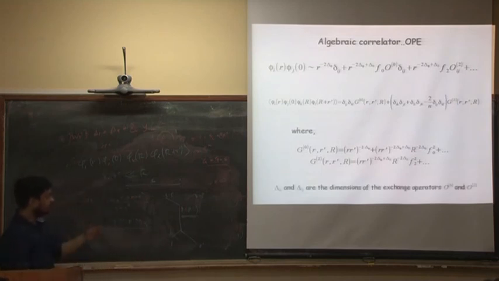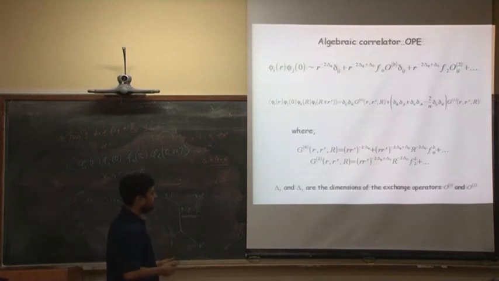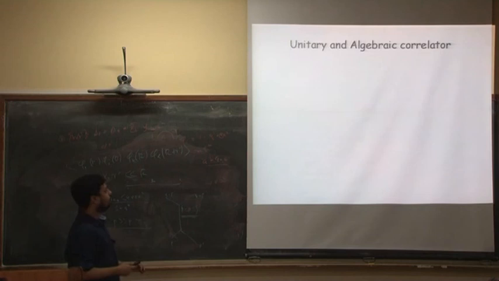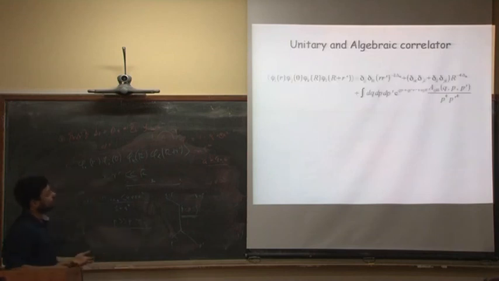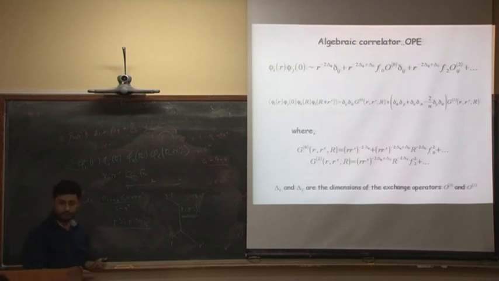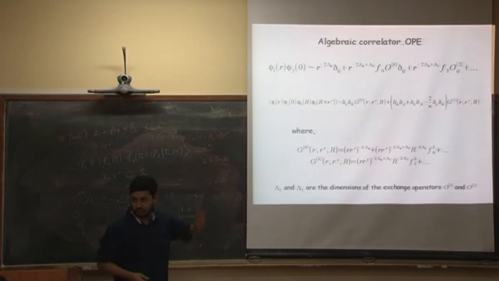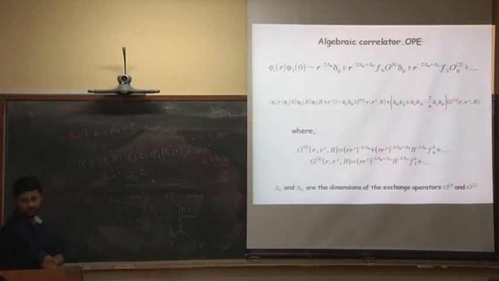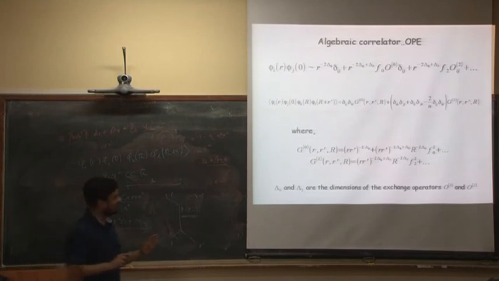Like I said, delta 0 and delta 2 are the dimensions of the exchange operators O0 and O2. And then what you will do is take the unitarity part. I didn't understand the algebraic part. What is the algebraic part? It is just the ordinary OPE. So it is just taking the OPE and then taking the 4-point function from that OPE. Now you are trying to get consistency between the OPE and what you said. Yes, that was the idea.